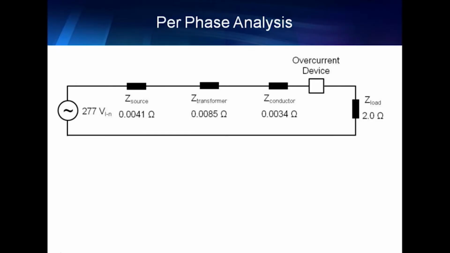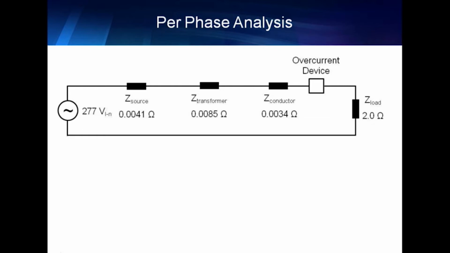So for the per phase analysis, the example that I have, I have the line to neutral voltage on the left side of this diagram, 277 volts. That's line to neutral from a 480 system. And then I have what amounts to the equivalent impedance of the source, of the utility system. Some of you may remember the term Thevenin equivalent impedance. Yeah, sorry about that. You thought you got away from that one. There's actually a use for it.